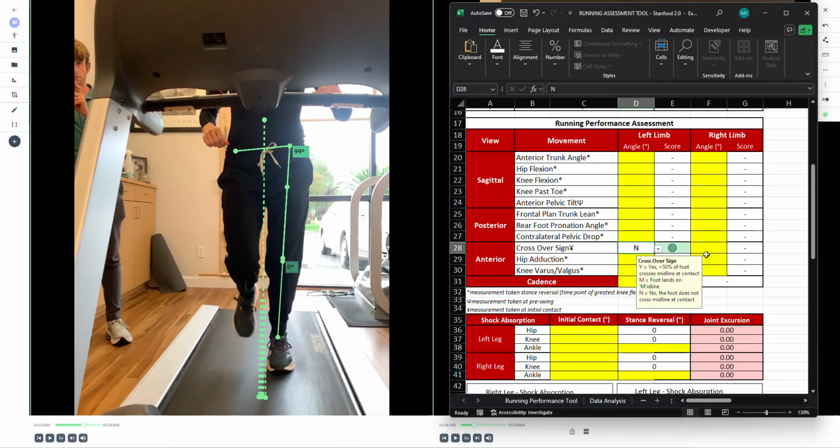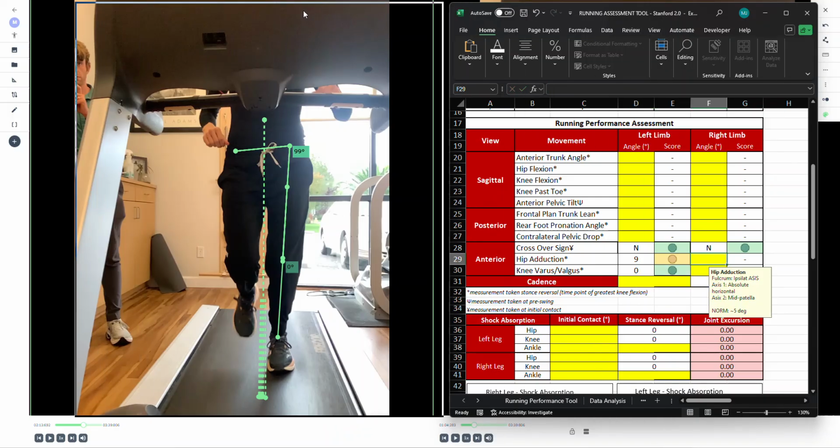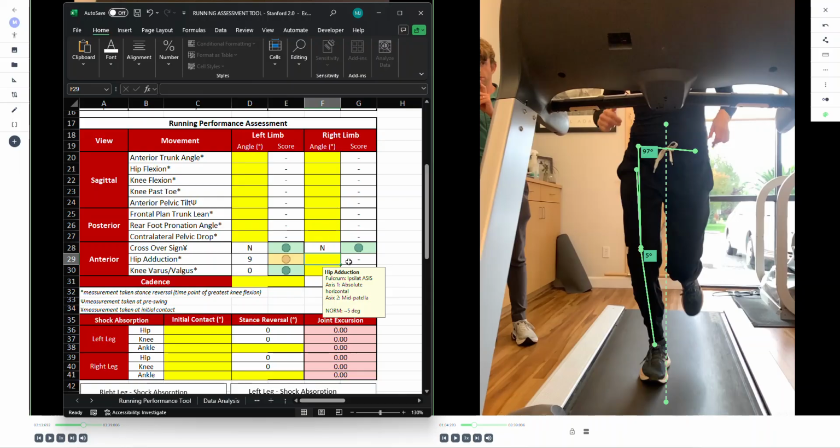For each limb, was there a crossover? The answer was no. Hip adduction angle, you can see this drawn in. It says 99, so there's a 9-degree drop during the stance on the left leg. So if we put in a 9 there, and then we'll do the right leg in a minute. In the varus, there was no varus or valgus angle. It was actually, at least on this side, a pure straight line at 180 degrees or 0 degrees.